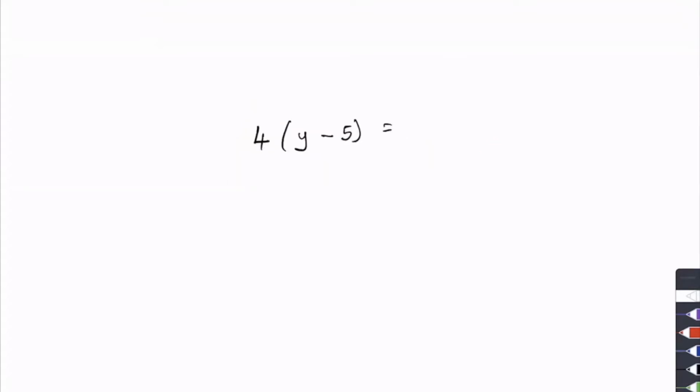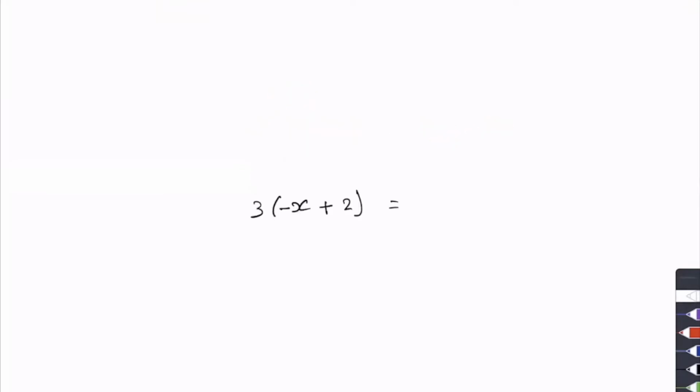In this question, we can see 4 and then brackets y minus 5. So once again, we're going to multiply 4 by y, and 4 times y gives us 4y, and 4 times minus 5 is minus 20.